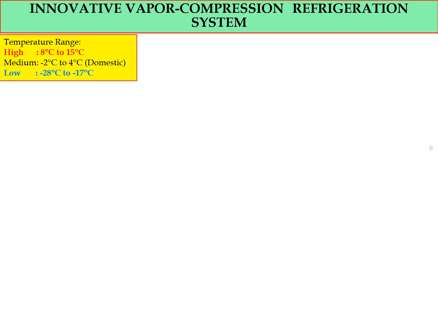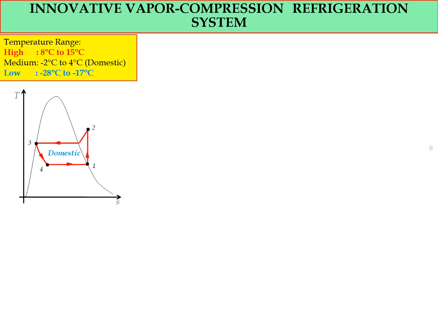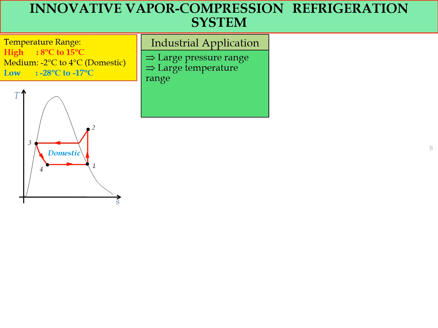In the refrigeration system, there are ranges: for the high one it is around 8 degrees Celsius to 15 degrees Celsius, for the medium one it is negative 2 degrees Celsius to 4 degrees Celsius, and for the low one it is around negative 28 degrees Celsius to negative 17 degrees Celsius. Based on the TS diagram, this is the domestic one, which is around negative 2 degrees Celsius to 4 degrees Celsius. In industrial applications, it normally needs a large pressure range and also a large temperature range.